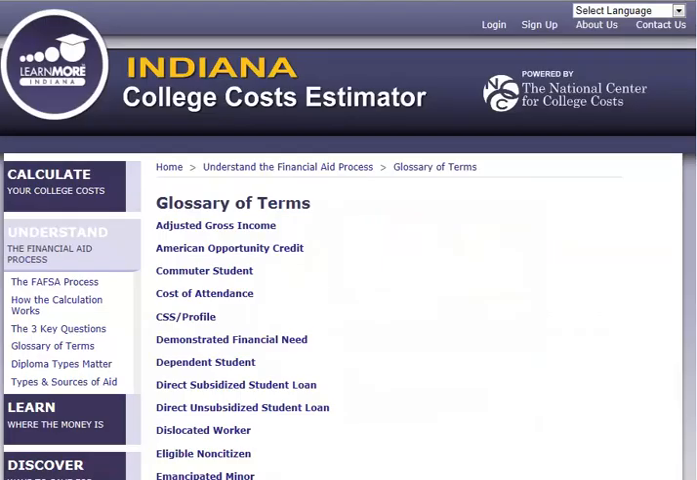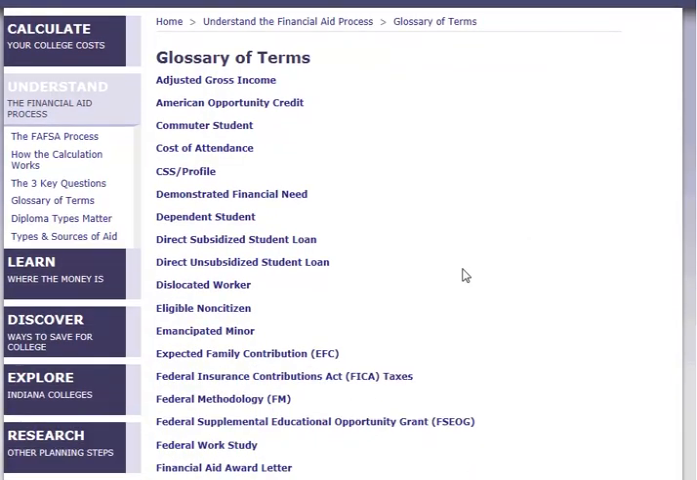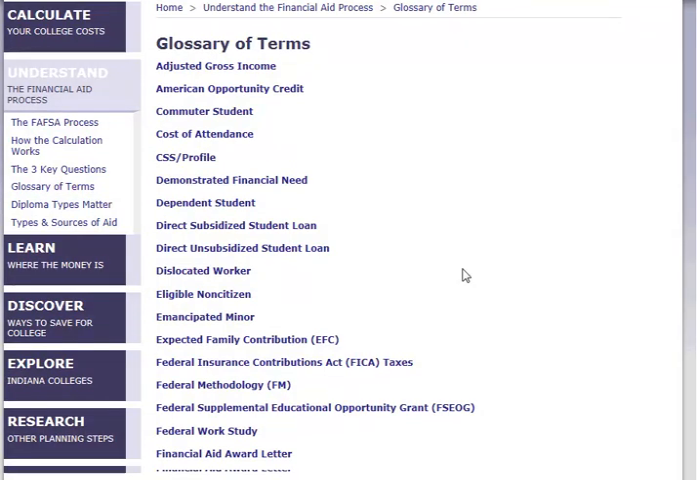Next up is the glossary of terms. We have identified key terms all throughout the website and have identified them in this section. You can also click on the highlighted words throughout the website and access the definitions that way.